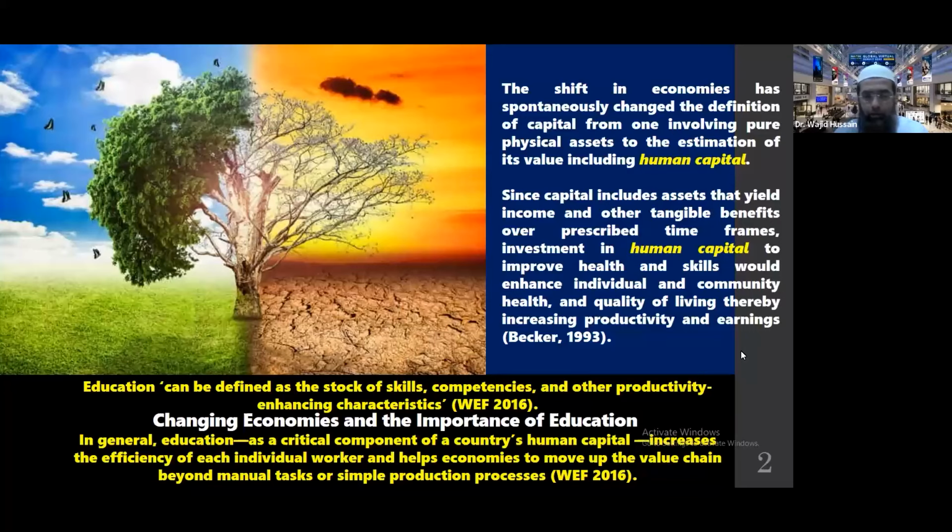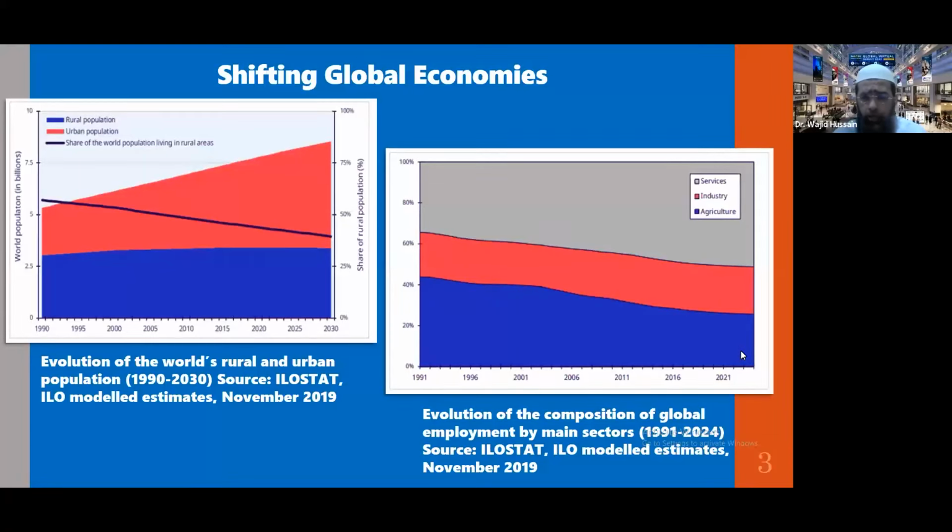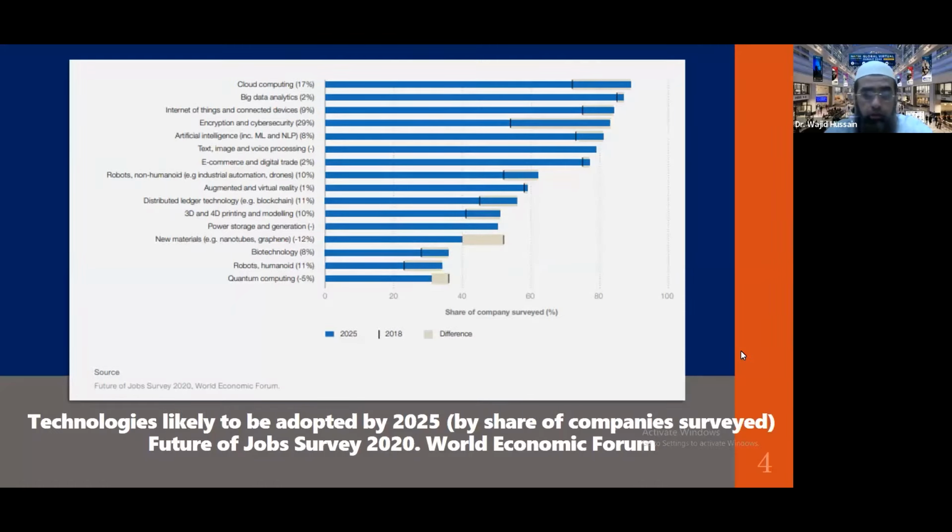So the landscape of economies in the globe is changing, and we have some data from the International Labor Organization. You see here the populations moving from rural to urban areas. We have a great shift in demographics. We have a composition of employment changing from agriculture and industry to a larger composition of services. So there's a lot happening. And if you look at technologies to be adopted by 2025: cloud computing, big data, encryption, cybersecurity, artificial intelligence, all the way to quantum computing. This is from a very good source, the World Economic Forum. Of course, you can get a more recent picture. So you see a very changing landscape here.